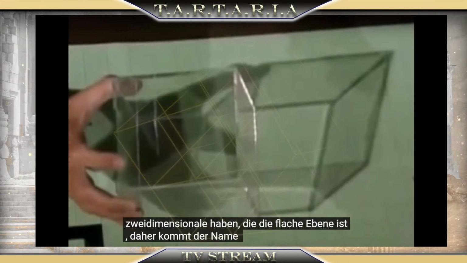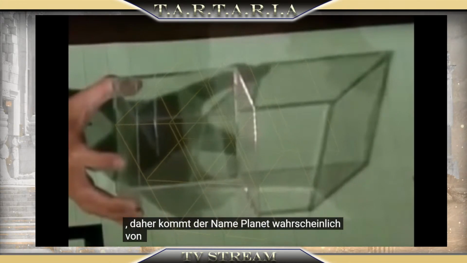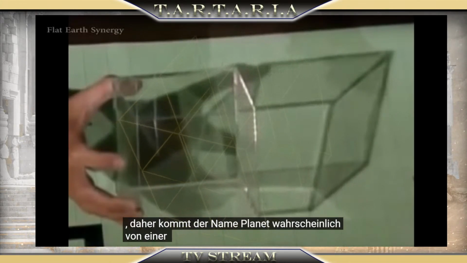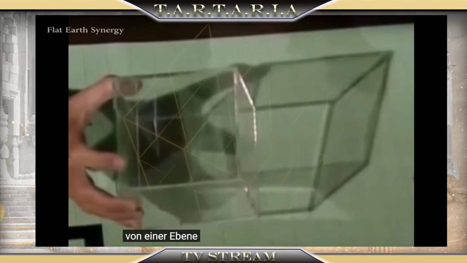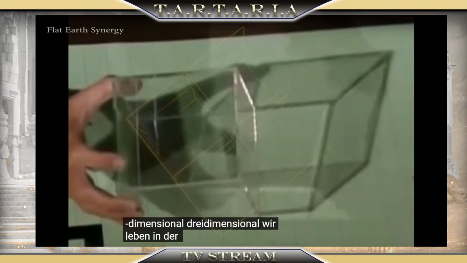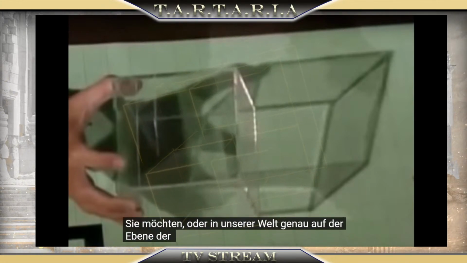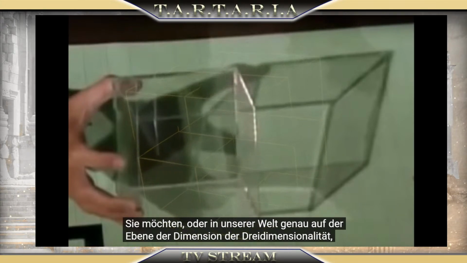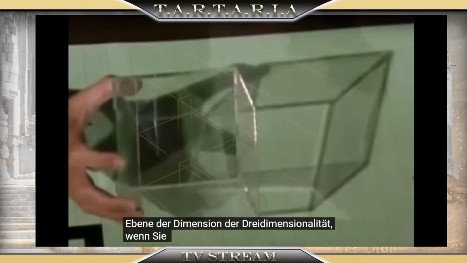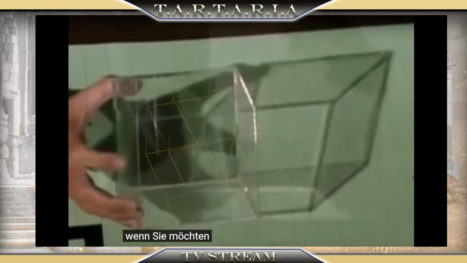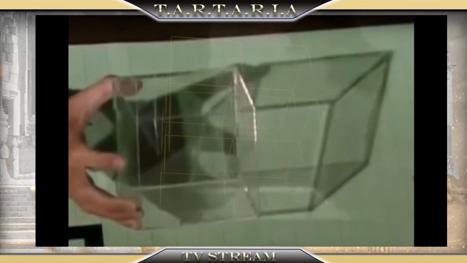That's probably where the name planet comes from, a plane. And then you have the three-dimension. That's where we live. We know two-dimensional, three-dimensional, but we live in the three-dimensional plane, if you wish, or world, right? The level of the dimension of three-dimensionality, if you wish.